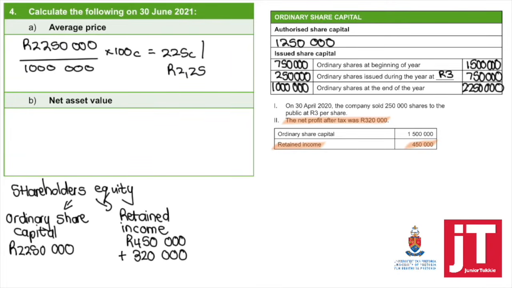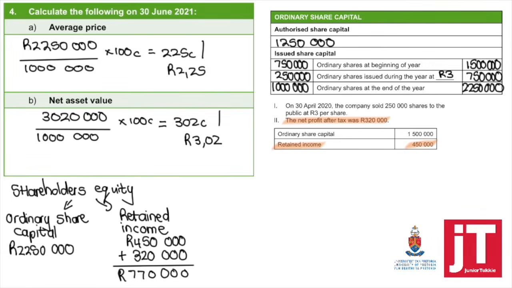Which means that my ordinary share capital is 2,250,000 plus the 450,000 in the beginning and what we've retained this year. So my total shareholders' equity, 3,020,000 divided by 1 million shares times 100 cents means the net asset value is now 302 cents.